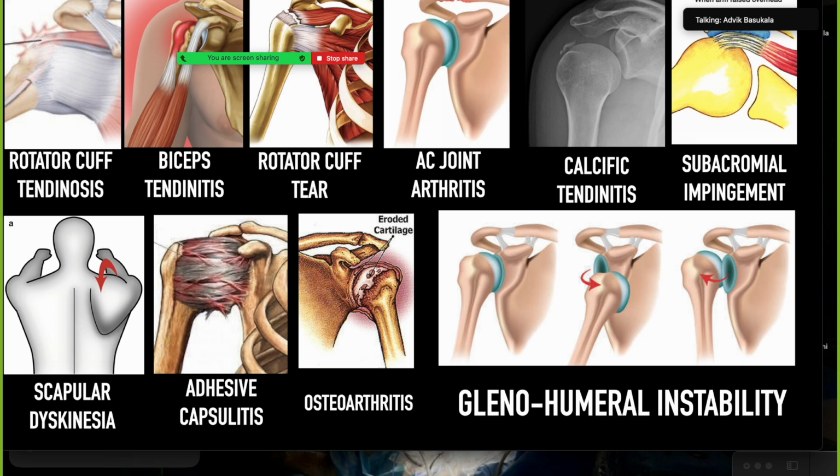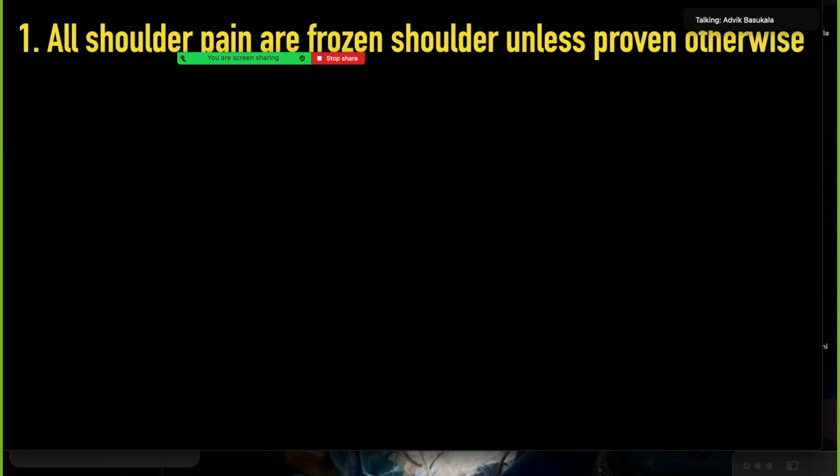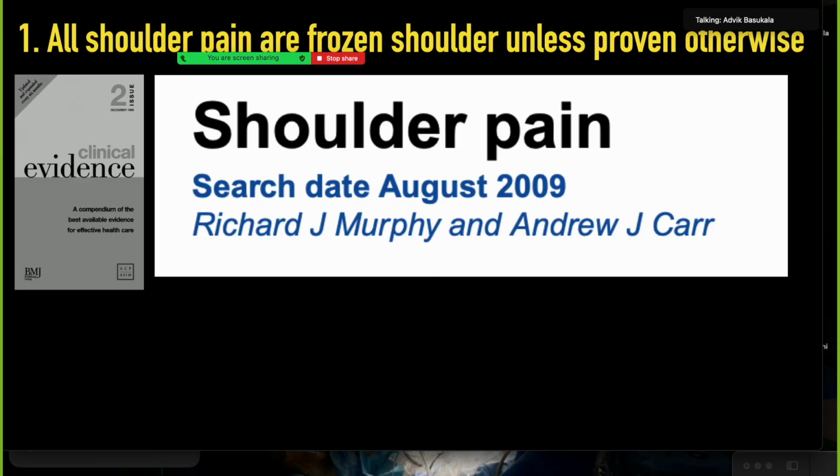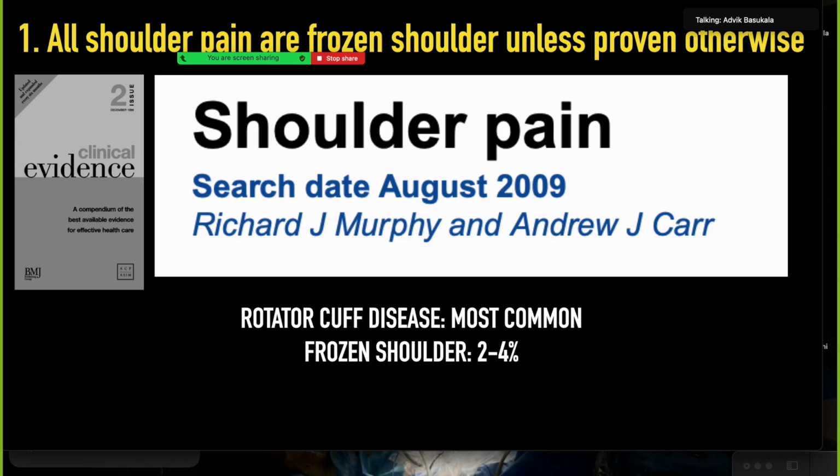Rotator cuff tendinosis is the most common cause of shoulder pain in younger age. Rotator cuff tear in older age, instability in younger age, arthritis in older age. These are the commonest causes. And in females, when they have sudden pain in the shoulder joint, it is usually calcific tendinitis. Frozen shoulder constitutes a very, very small part of this whole shoulder pain scenario. What we define, all shoulder pain is frozen shoulder unless proven otherwise, is not true.